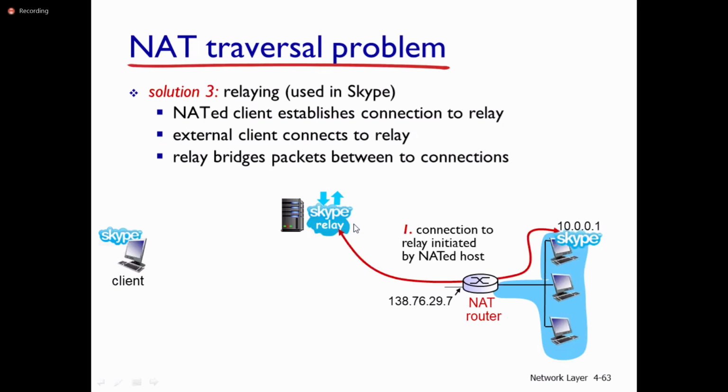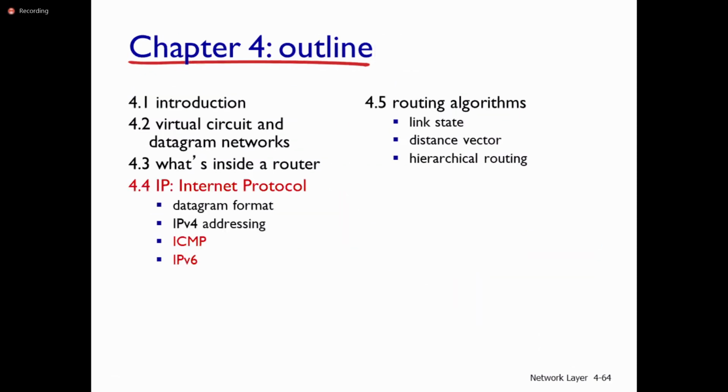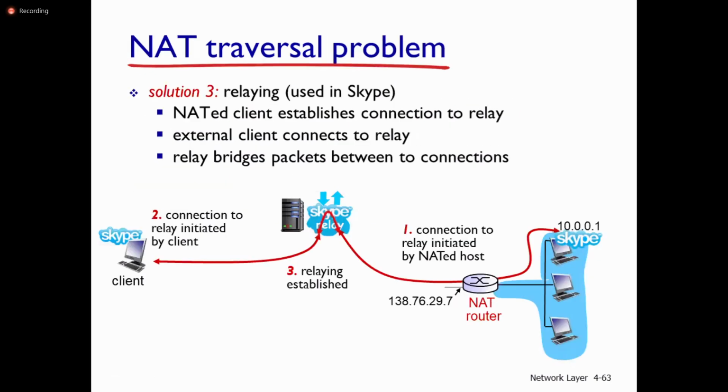So the connection to the relay is initiated by the NATed host. Then the connection to the relay is initiated by the client. Then relaying is established. Initially the connection to the relay is initiated by the NATed host, then initiated by the client, and relaying establishes the connection. Then those devices can exchange information between the client and host.